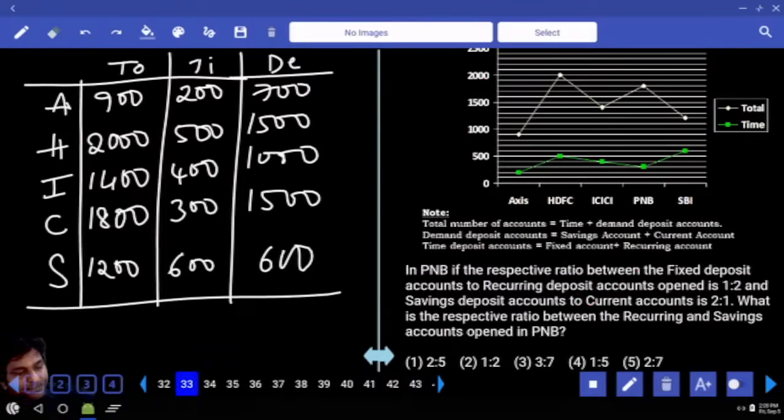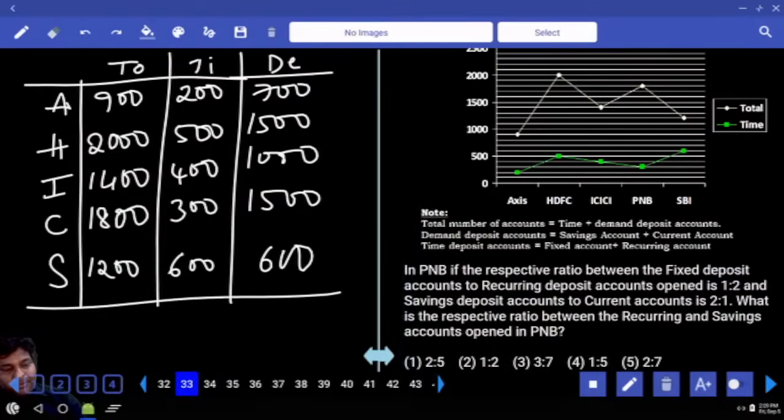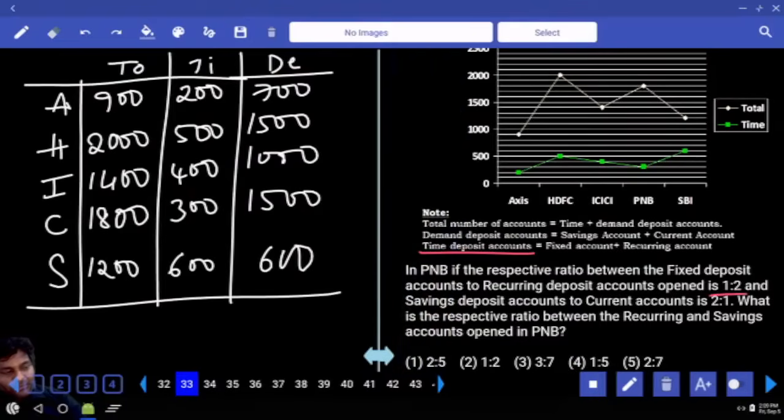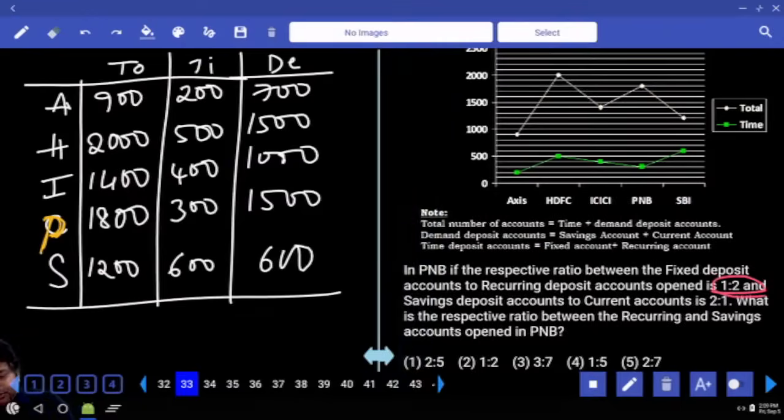In PNB, if the respective ratio between fixed accounts and recurring accounts, they will be in time deposit. They are in the ratio 1:2. PNB, where is this? I wrote it here. So in PNB, total time deposits are 300. 300 are divided in the ratio 1:2. So one is 100, the other is 200.